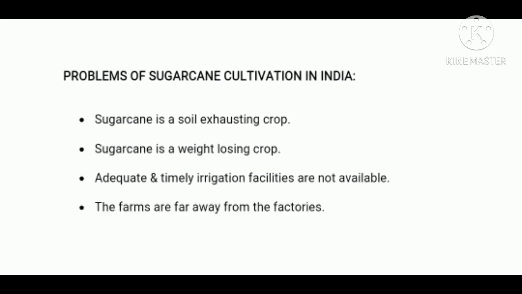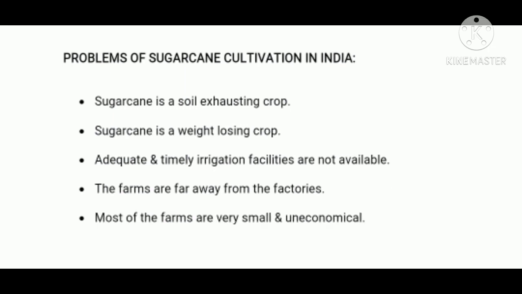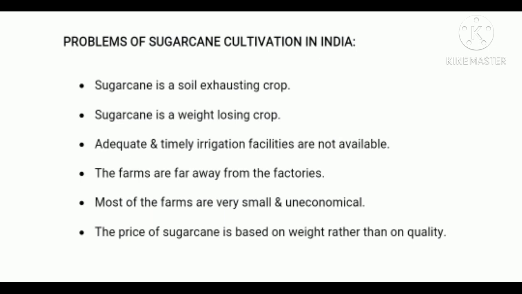Next, the farms are far away from the factories. The cane should be taken to the mills immediately after harvest for crushing, otherwise it decreases the sugar content of the cane. Fifthly, most of the farms are very small and uneconomical. Lastly, the price of the sugarcane is based on the weight rather than on its quality.